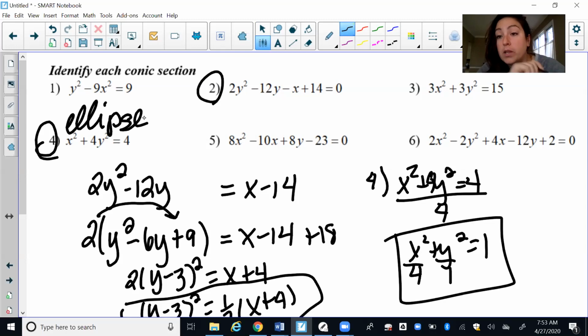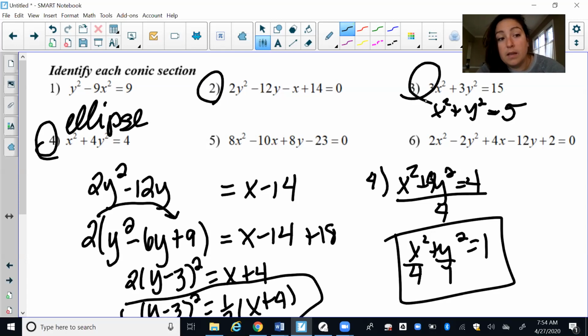Now, number 3 looks like an ellipse, but it's not. If we divide by 3, we end up getting x squared plus y squared equals 5, which is a circle. The difference between an ellipse and a circle are the denominators of our x squared and y squared terms. If they're the same, it's a circle. If they're different, it's an ellipse.